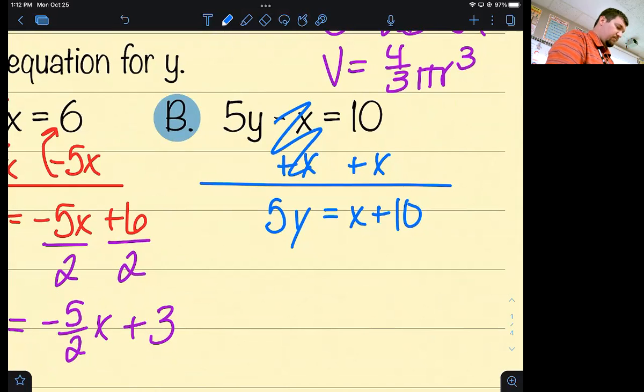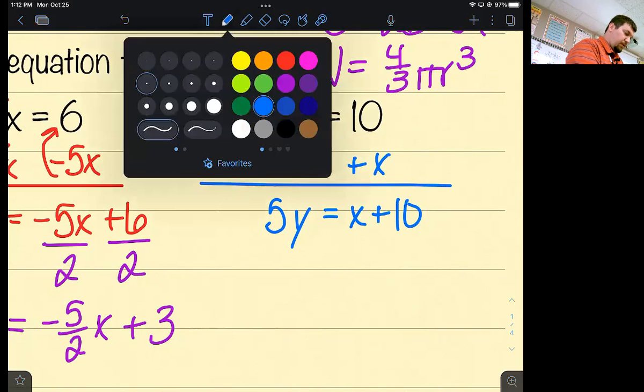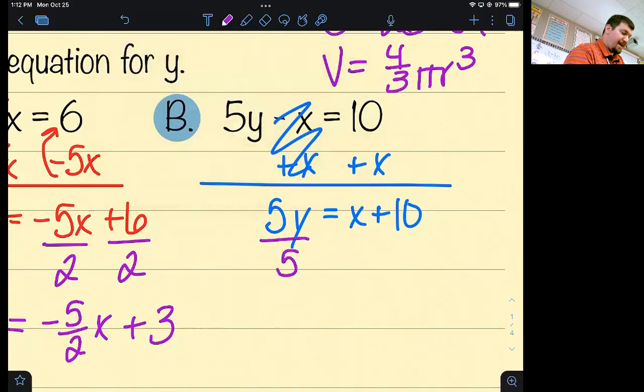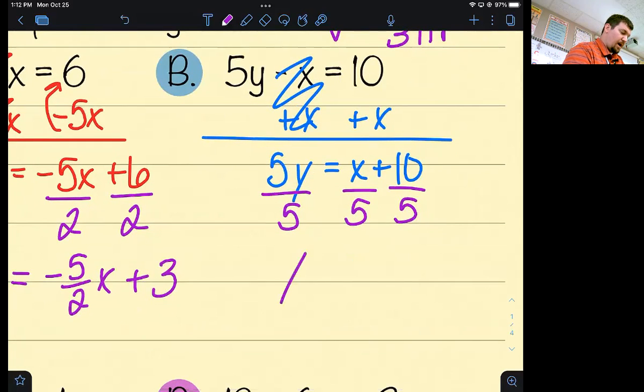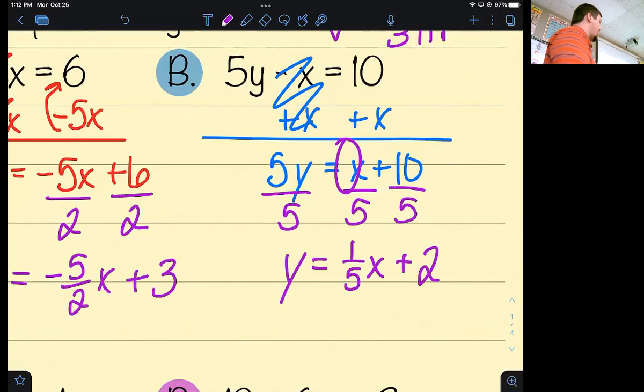Christian, how do I get y by itself now? Perfect. Yep. Dividing both sides by 5 means every term on both sides by 5. So that's going to give us y equals, there's a 1 here, so we can write that as 1/5 x. And then 10 divided by 5 is what, Chloe? So y equals 1/5 x plus 2. That's it. There's nothing else we can do.